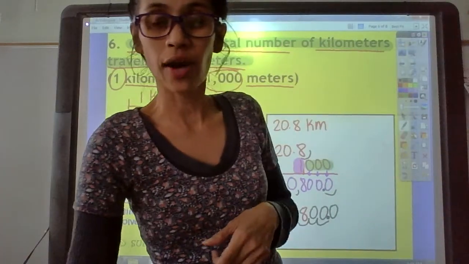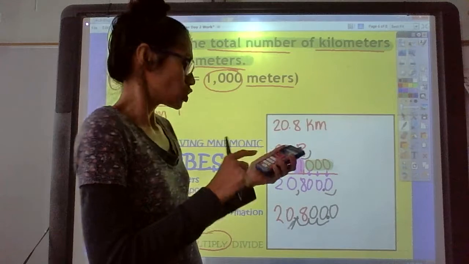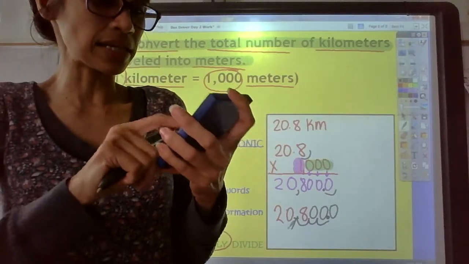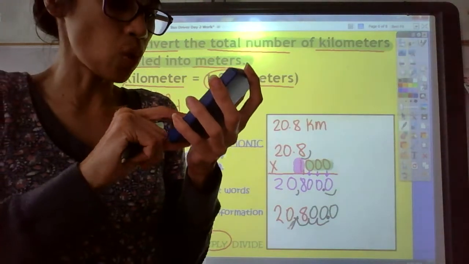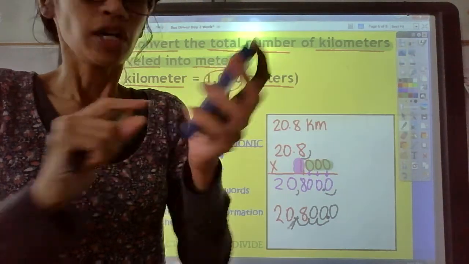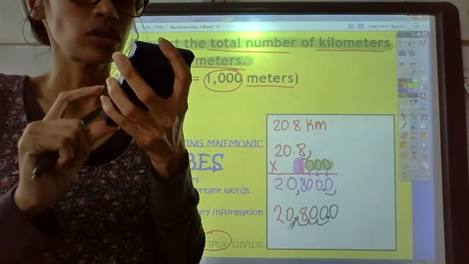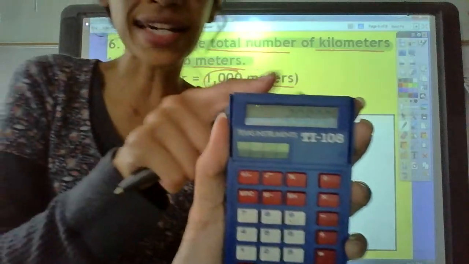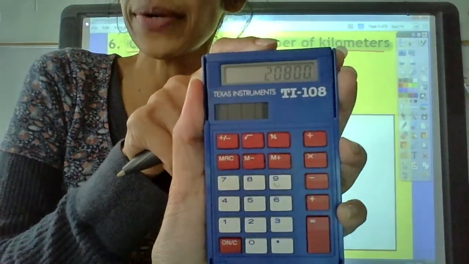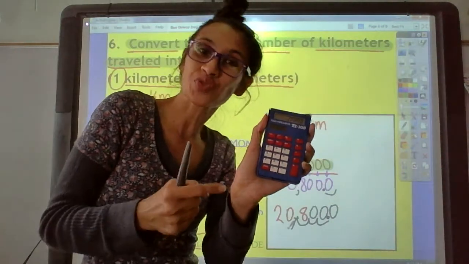Now it's time to check our work with our calculator. Let's see, we have 20 and 8/10 times 1,000. Make sure you're punching in the numbers right. Equals, bam, right there. If you notice, the calculator does not show the comma. It does not show the decimal and the 0 after. But you know your answer is right.